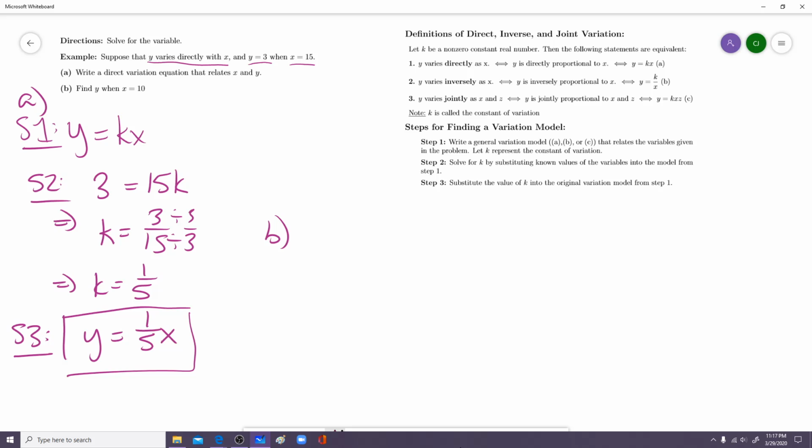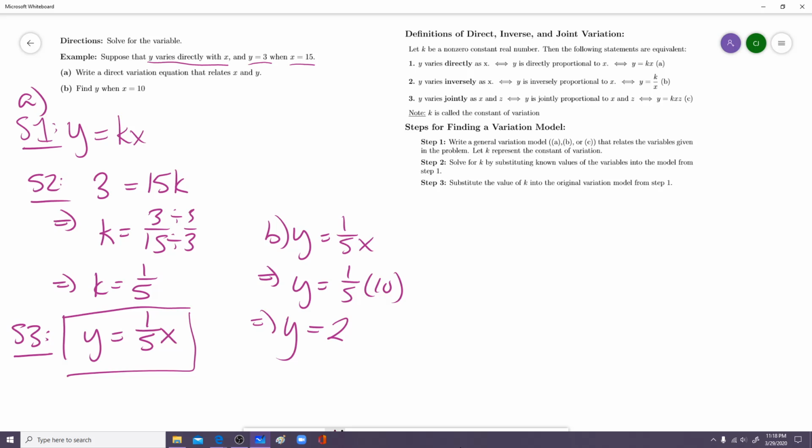So what is part B? Part B, we want to find y when x is 10. How do we do that? We're going to take this variation model, which is y is equal to 1/5 x, and we're going to plug in 10 for x. So y is equal to 1/5 times 10. So 1 times 10 is 10, 5 times 1 is 5, 10 over 5, this is 2.